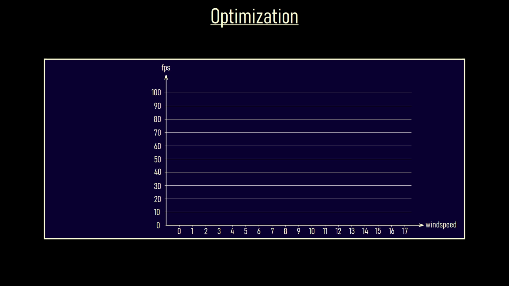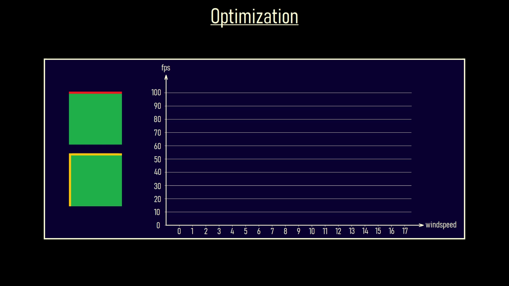I did the test 2 times, once where the wind was moving north and once where the wind was moving northwest. If it is moving just in one direction, then only one direction has to be updated. If it moves diagonally, then 2 sides have to be updated.